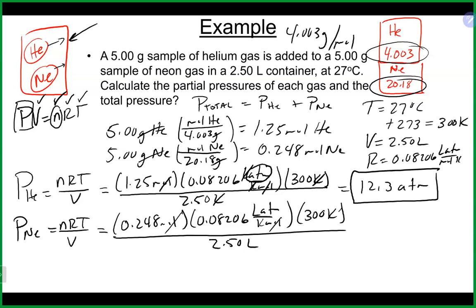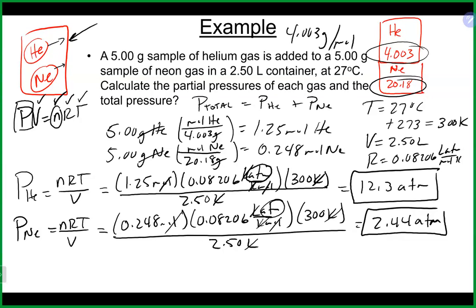Once again, our moles cancel, Kelvin cancel, liters cancel, leaving us our atmospheres up on top. And that's going to get us 0.248 times 0.08206 times 300 divided by 2.5, which gives us 2.44 atmospheres. And that is considered the partial pressure of neon in this mixture. Any questions on either of those calculations? Now, the total pressure is found by what should I do with those two numbers?